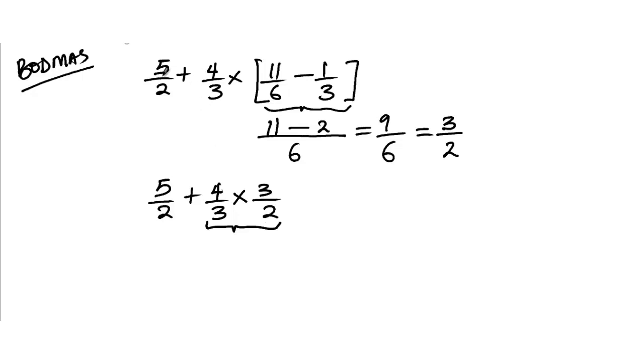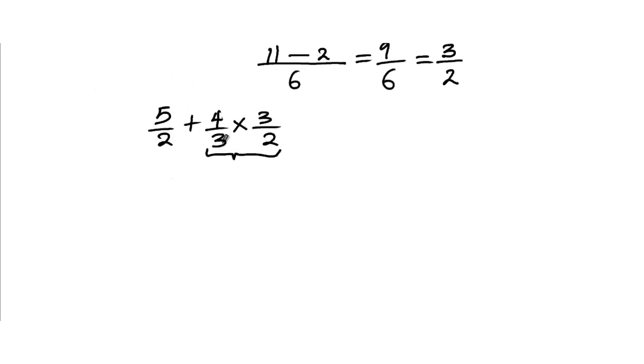So we take the multiplication. Let's do the multiplication. We have it there. So 3 cancels 3. 2 here, 1, 2 and 4, that is 2. So what we have left is 5 over 2 plus 2 over 1.